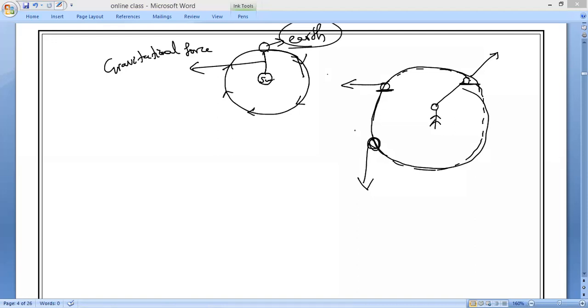So always, if you want to move any object in a circular path, some force is exerted on the body to make it move at a constant speed in a circular path. That force we call centripetal force. What do we call it, guys? Centripetal force.